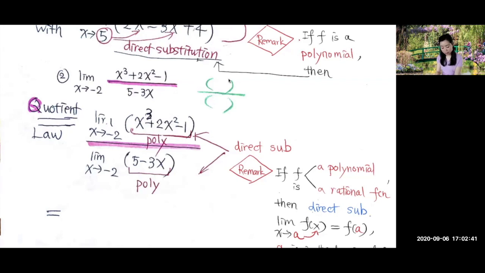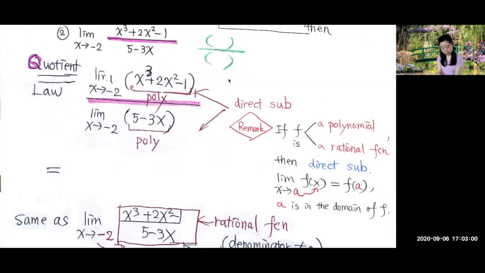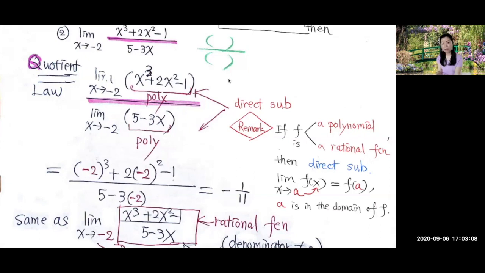Notice that this is a polynomial, and that's a polynomial. So we just talked about how, if this is a polynomial, we can just do a direct substitution to find the limit. So we can do direct substitution to find the limit of this and the limit of this. So the result is negative 1/11.